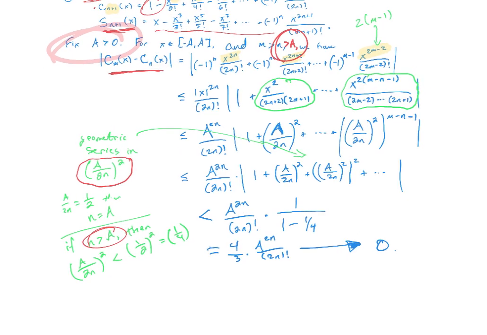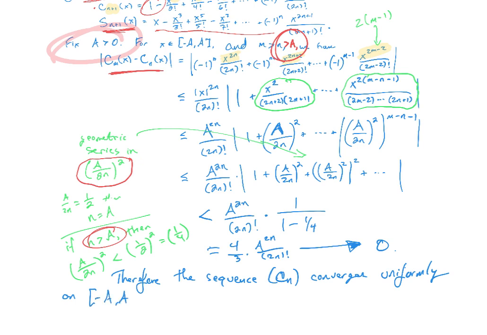And our conclusion is that therefore the sequence Cn converges uniformly on minus a to a.